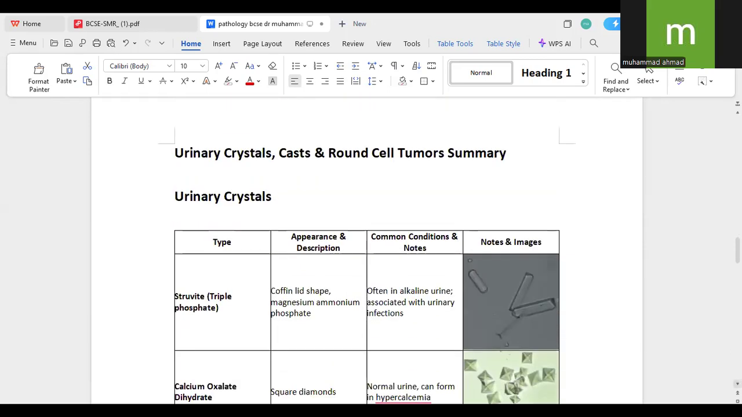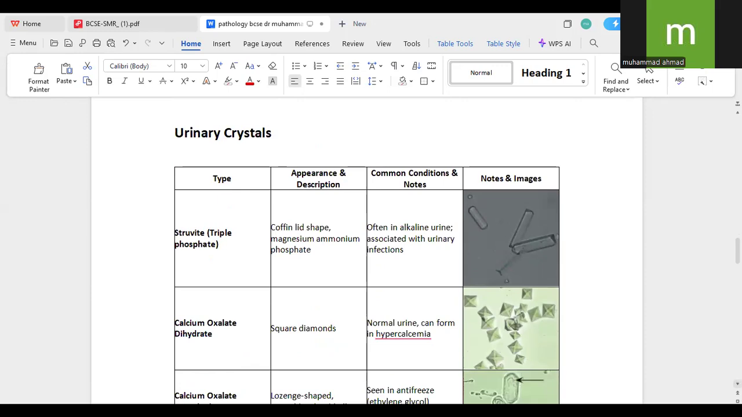There are different types of crystals: struvite, triple phosphate. Their shape is important. They may show the picture, and they may ask about the second name of the struvite, what appearance, and whether it is alkaline or acidic. So struvite is basically the alkaline crystal, often found in alkaline urine associated with urinary infection.